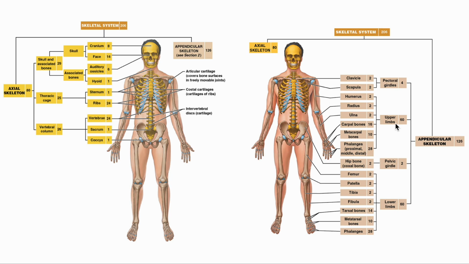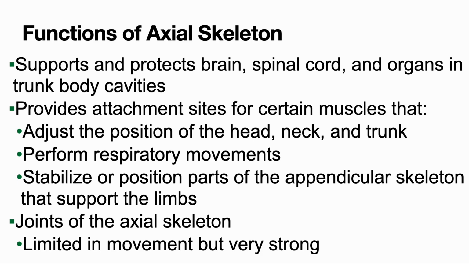It sounds like a lot, but the good news is they almost all have the same name, so it makes it a lot easier to learn them. So what I'm saying here is notice there are 28 phalanges in the hands, and there are 28 phalanges down in the feet, and 10 metatarsals and 10 metatarsals. So there are not 60 names to memorize, so it's not nearly as bad as it sounds. All right, so that's the big picture of how we divvy up the skeletal system.